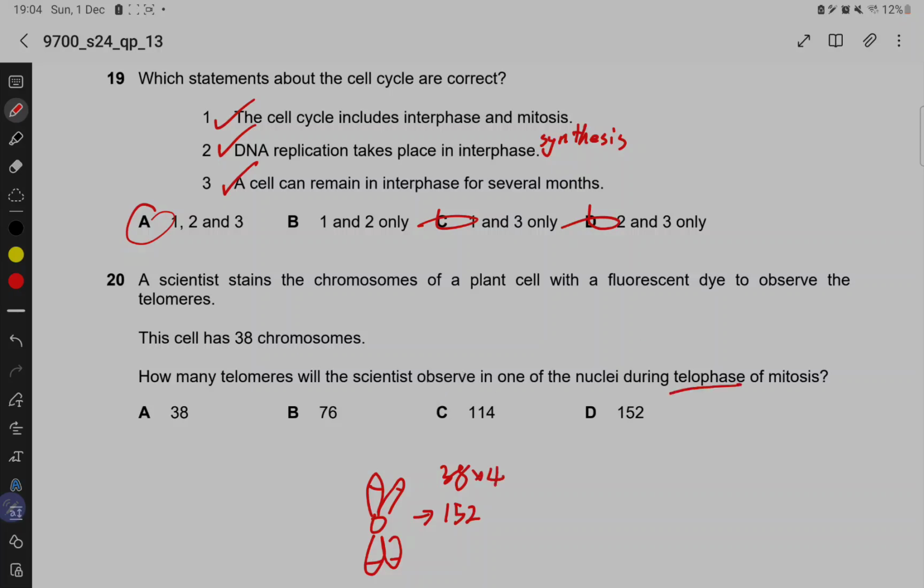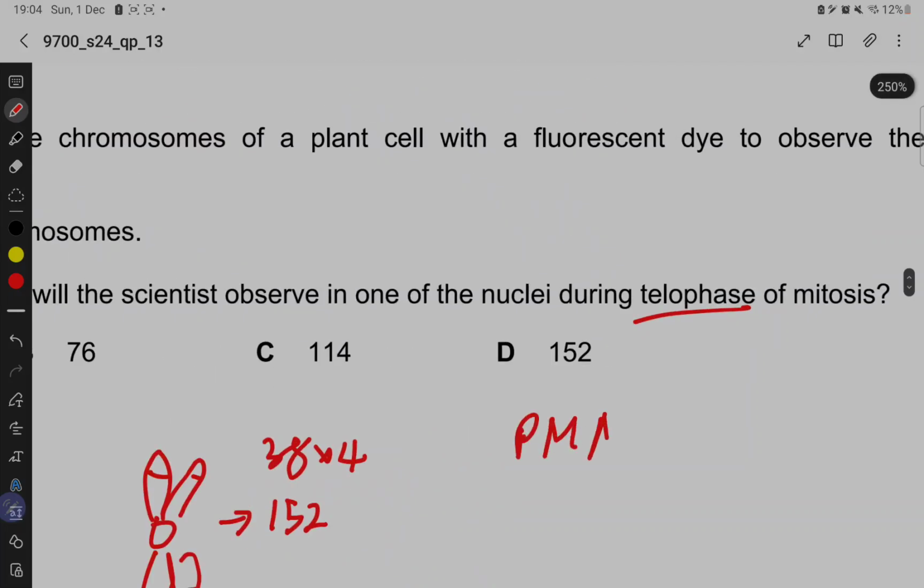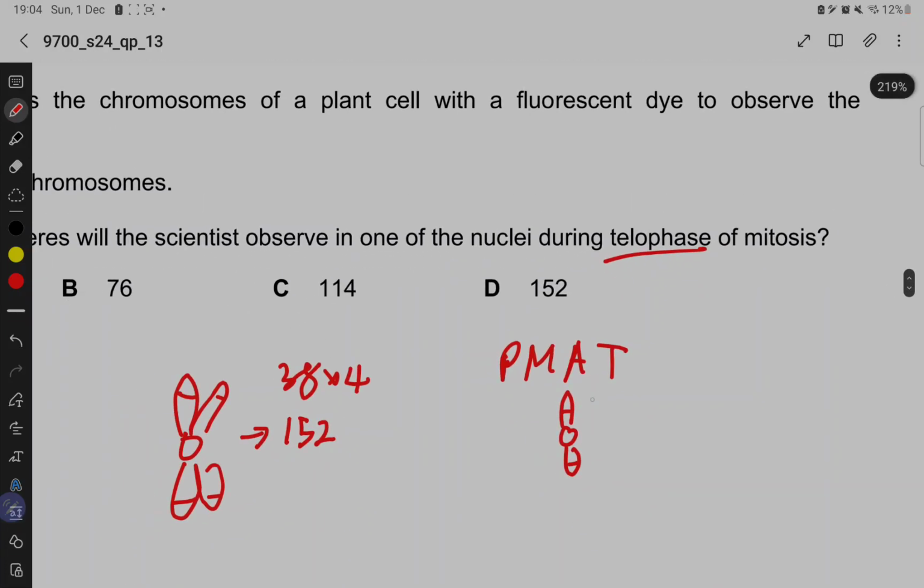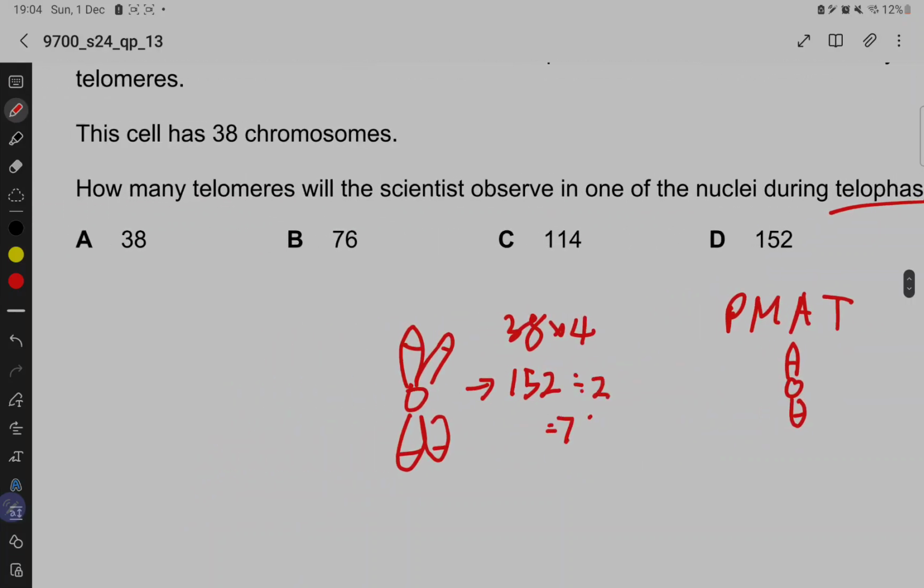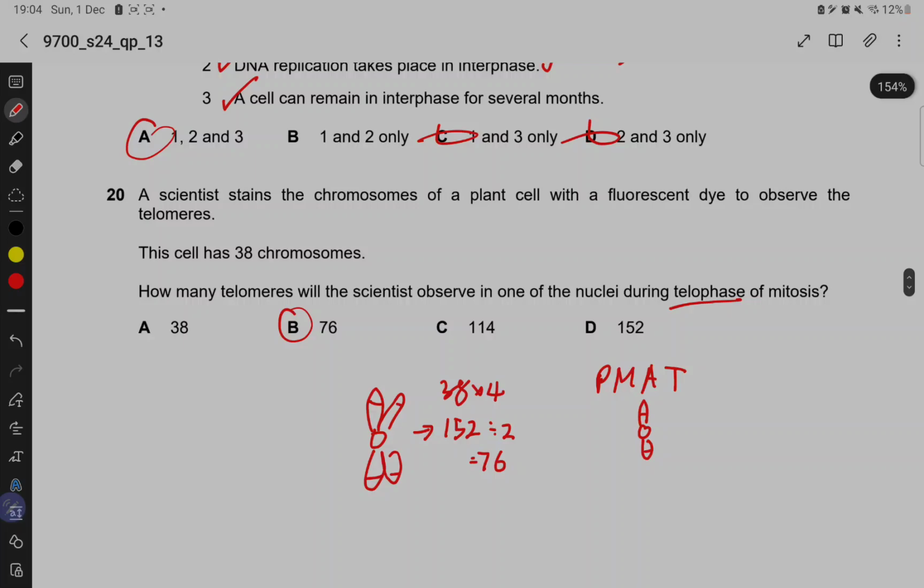But they mentioned it being in telophase. And in telophase, write out PMAT again. In anaphase, they already have been split apart. They look like this. And that carries on to telophase. So you need to take this and divide by 2. We will get 76. Answer is B.